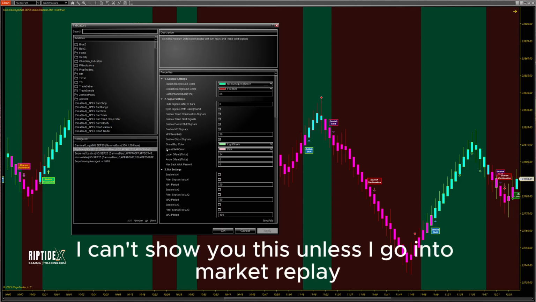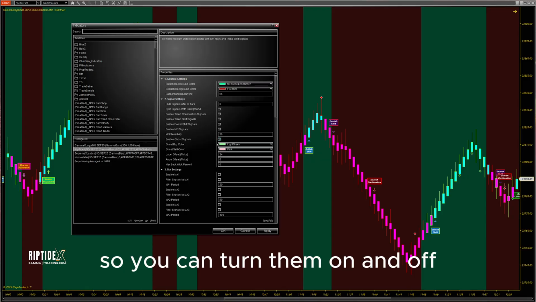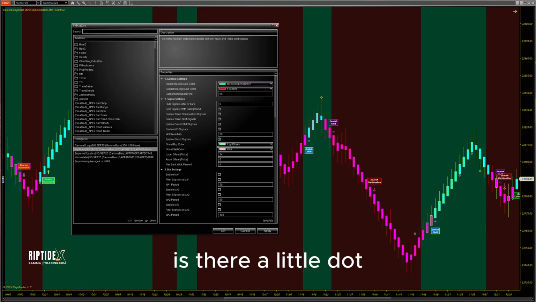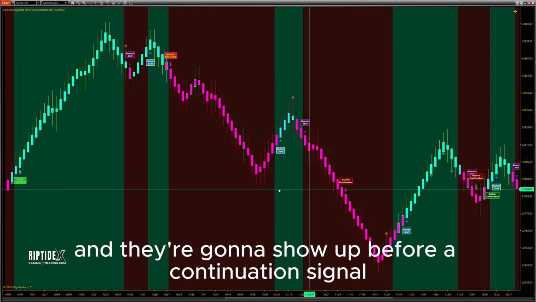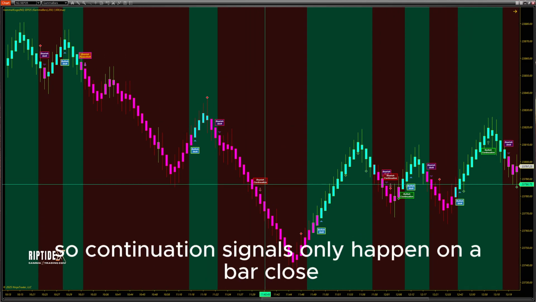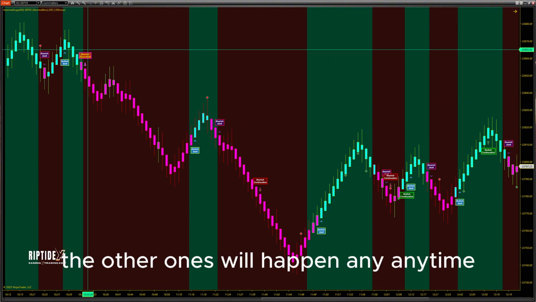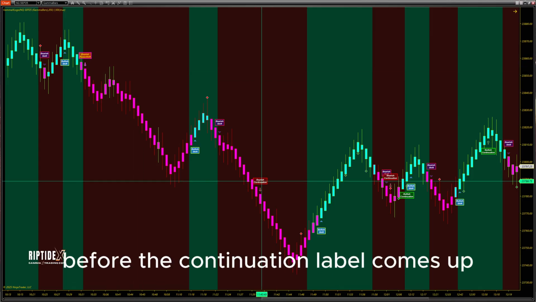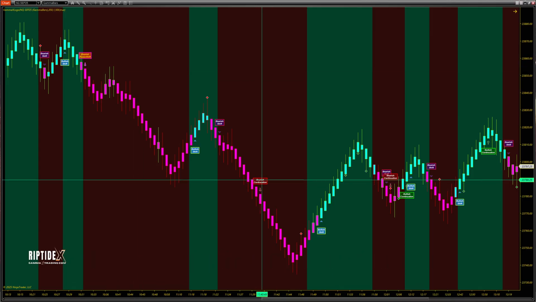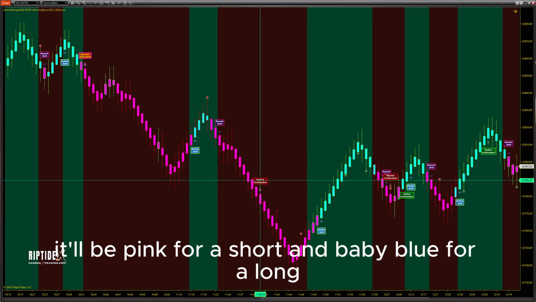Ghost signals. I can't show you this unless I go into market replay. So you can turn them on and off. What these are is they're a little dot, and they're going to show up before a continuation signal. So continuation signals only happen on a bar close. The other ones will happen any time. And what will happen is before the continuation label comes up, you're going to see a little dot. It'll be pink for a short and baby blue for a long.